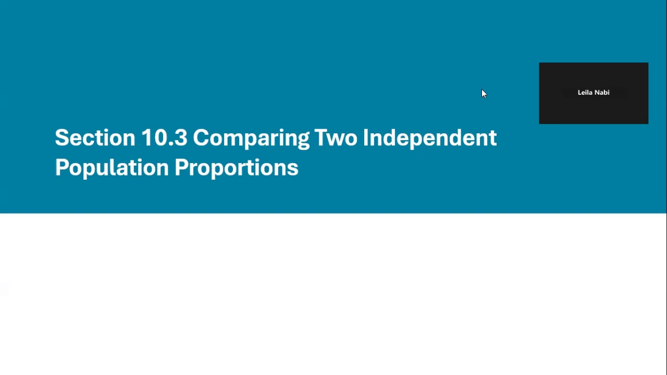Hi, this video covers section 10.3 of Introductory Statistics in OpenStax. It is talking about the hypothesis testing for two independent population proportions.